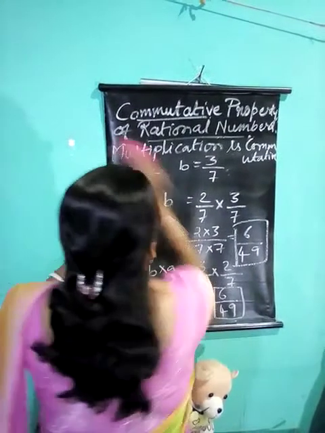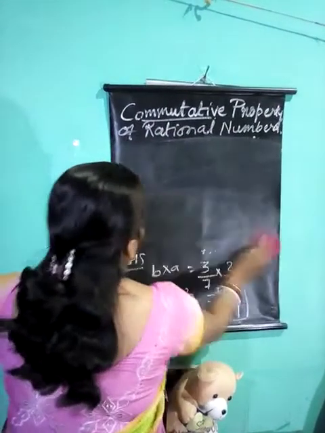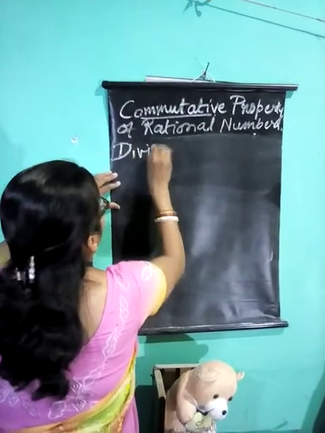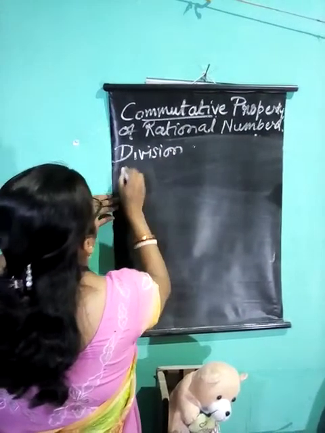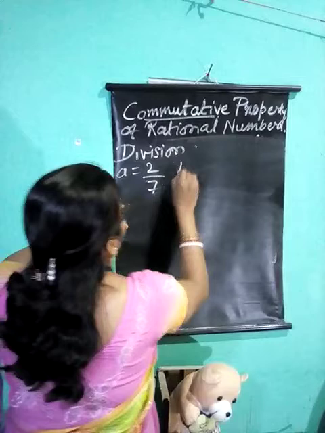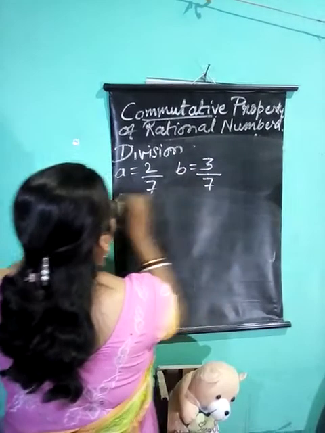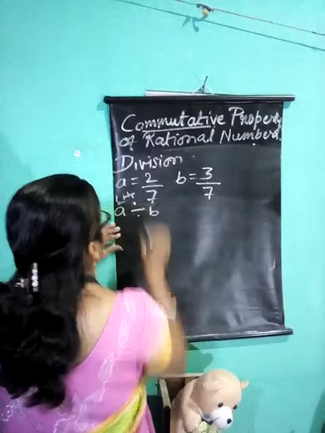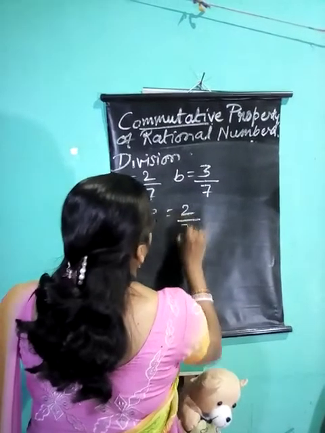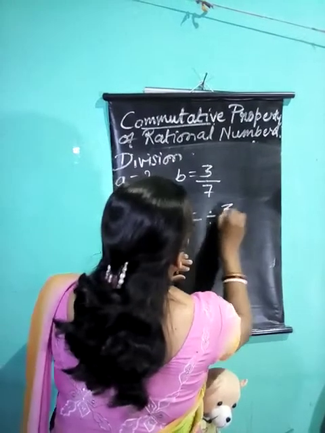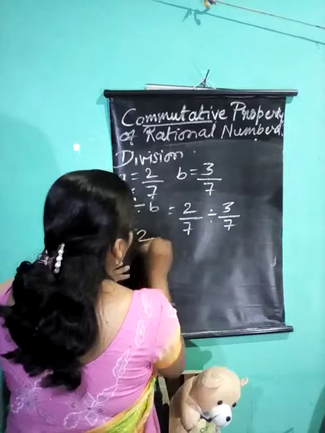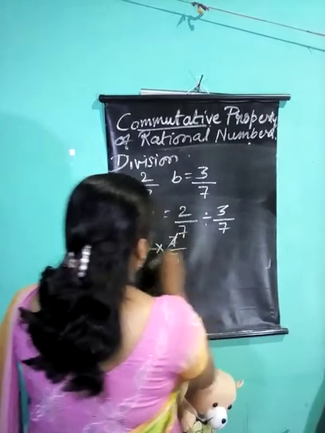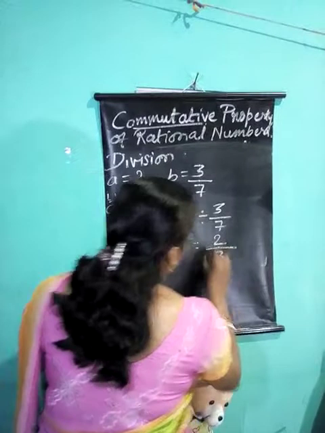Now for division. Let the two rational numbers be A is equal to 2 by 7, B is equal to 3 by 7. So you have A divided by B. LHS. A divided by B means 2 by 7 divided by 3 by 7. So you get 2 by 7 into, you have to just write the reciprocal, 7 by 3. 7 and 7 cancel, you have 2 by 3.